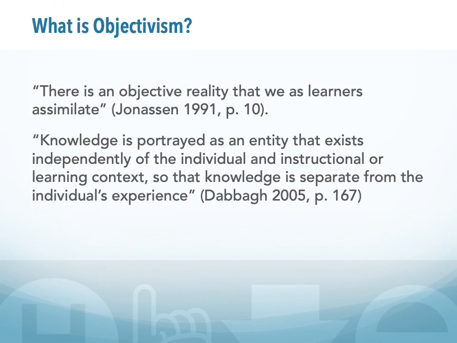So what is objectivism? In simple terms, there is an objective reality that we as learners assimilate. In more detail, knowledge is portrayed as an entity that exists independently of the individual and the instructional or learning context, so that knowledge is separate from the individual's experience. In other words, there's only one way to know or do something. In the objectivist world, there is only one way to tie your shoes.